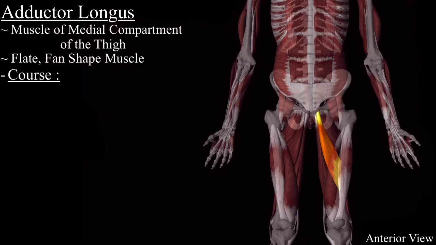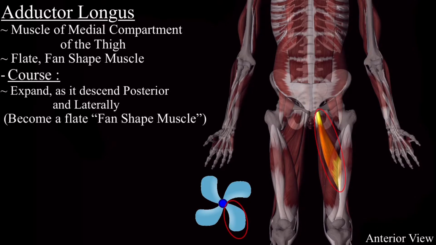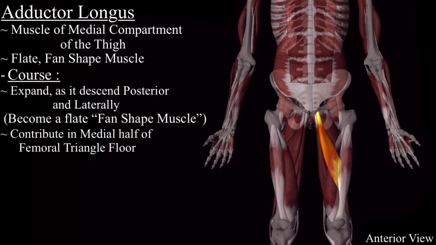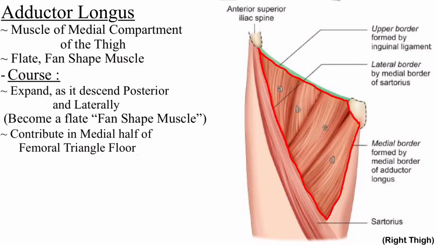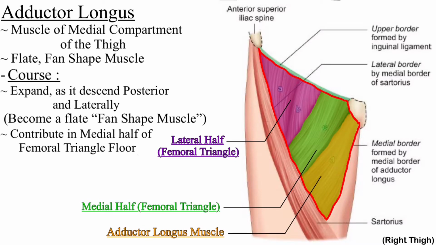After origination, it expands as it descends posterolaterally and becomes a flat, fan-shaped muscle. The shape of this muscle resembles the blade of a fan. It contributes to forming the medial half of the floor of the femoral triangle. This is the floor of the femoral triangle. We divide it into the medial half and the lateral half, and some part of the medial half is contributed by the adductor longus muscle.